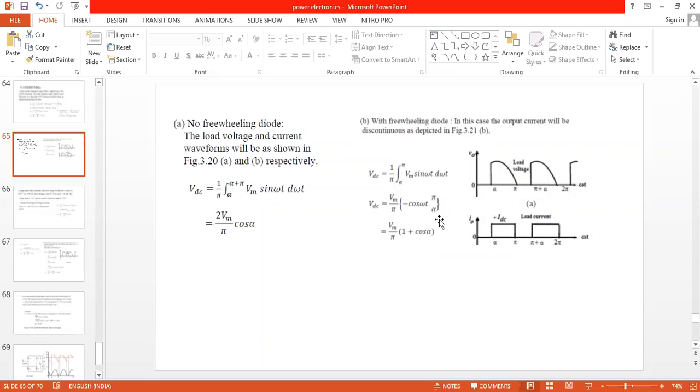Okay, so now all of you, for case 2, substitute in this formula. What is Vm? 100 into root 2 by pi, which is 3.14, into 1 plus cos 45. Tell me the value now, the output voltage. Fast, all of you. So case 2, with a freewheeling diode, just write this formula: Vm by pi into 1 plus cos alpha, 100 into root 2, by 1 plus cos 45, where 45 is the angle. Tell me what answer you are getting.